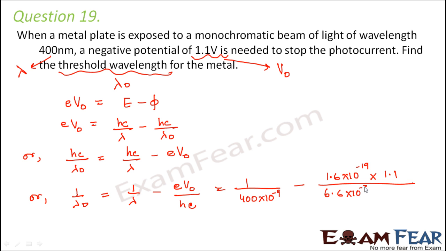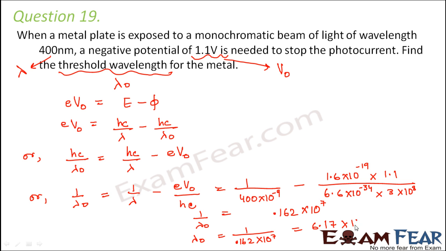H is 6.6 into 10 to the power minus 34. C is 3 into 10 to the power 8. So now when you calculate this, you get 0.162 into 10 to the power 7. So this is the value for 1 by lambda naught. Therefore lambda naught would be equal to 1 divided by 0.162 into 10 to the power 7. So this comes out to be 6.17 into 10 to the power minus 7, which is approximately equal to 620 nanometers. So this would be the threshold wavelength for the metal.